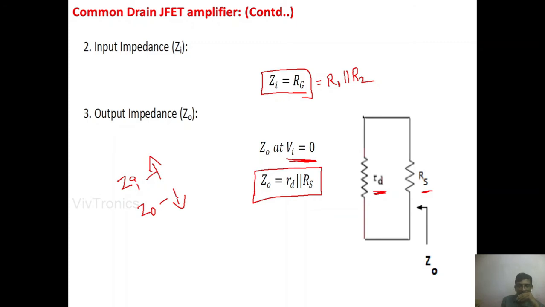Impedance matching in the sense, suppose in between the amplifier and the source there may be some impedance mismatch. In order to eliminate that mismatch, we can use this common drain amplifier. This common drain amplifier offers very high input resistance or impedance, so there is no loading effect on the source because of Zi. Similarly, it offers a low output impedance or resistance. As Zo is very low, we can drive a number of loads. That is the advantage of having the common drain JFET amplifier.